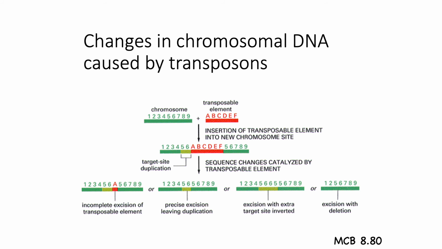Sometimes it can leave a little extra DNA, shown in the third chromosome on the bottom, or sometimes it can take some of the host DNA along with it. And so in this way, a transposable element can move pieces of DNA around from one place in the genome to another.